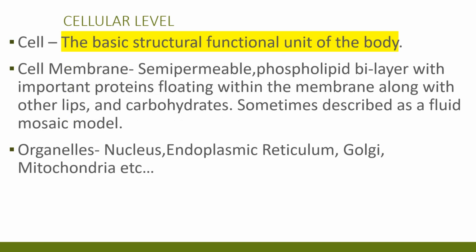So the basic structural functional unit of the body is the cell, and the cell membrane has been known or called the semi-permeable phospholipid bilayer. What does that mean? It means it allows things to pass through. It's semi-permeable, not allowing everything, but some things can pass through. And that's a big topic in physiology of the cell. We need to understand how things get in and out of the cell.